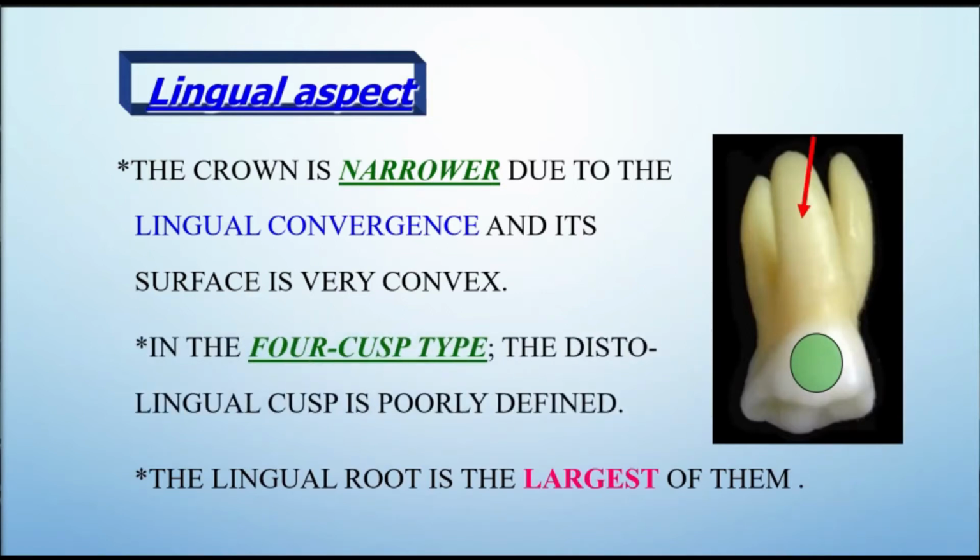In the four cusp type, the distolingual cusp is poorly defined. If there is four cusp, even the mesiolingual and the distolingual cusp is very small. The lingual root is the largest of all of them. The lingual root is longer, larger, and very fat, well built.